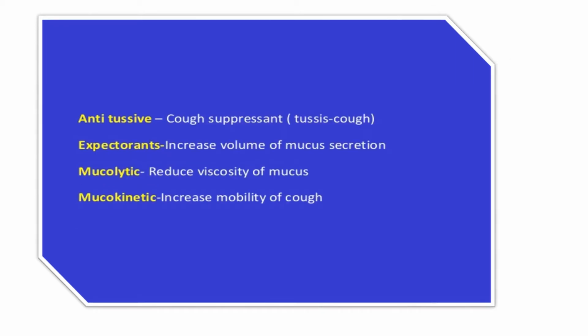Few terminologies that you should study under this topic are antitussives, expectorants, mucolytic and mucokinetic. I hope you might have heard about antitussives. Antitussives are nothing but cough suppressants, that is agents that are used to suppress the cough. Expectorants are those drugs or agents that help to increase the volume of mucus secretion. Some people will tell you, there is phlegm but it is thick and not moving. So in case you can increase the volume of mucus secretion, that is an expectorant.